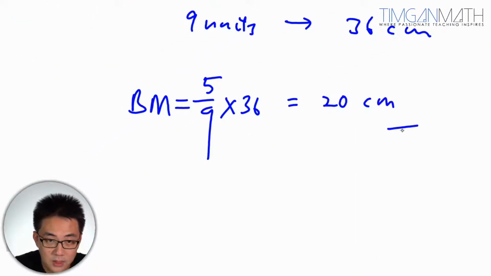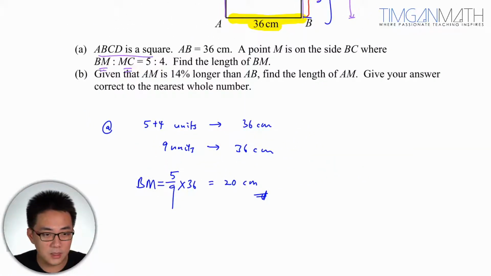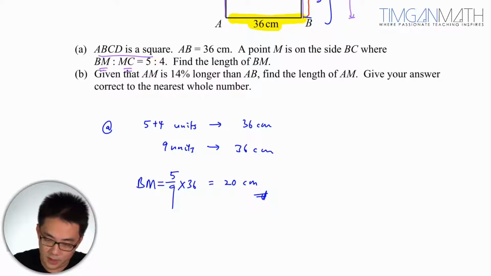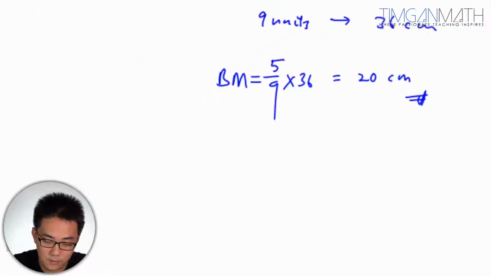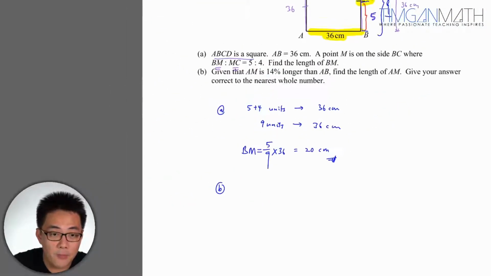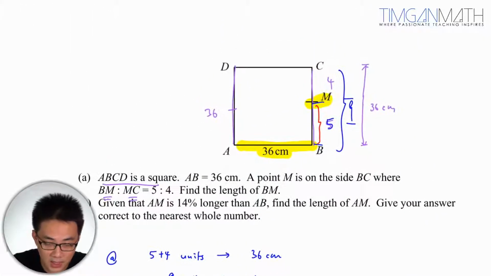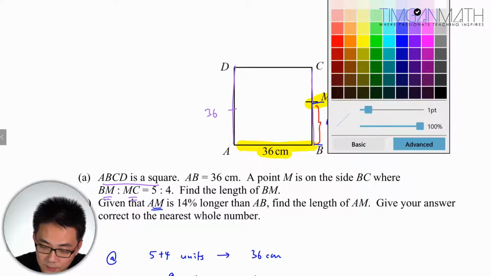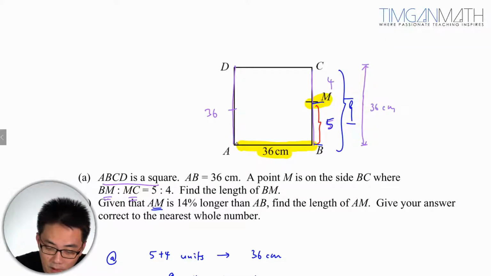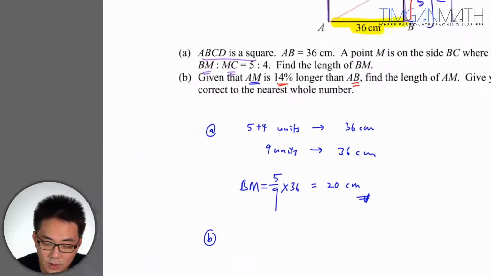So this is 20 cm. And let's look at part B, the interesting bit. Given that AM is 14% longer than AB, so AM is here. I'm going to draw this out. AM is 14% longer than AB. Find the length of AM. Give your answer correct to the nearest whole number.